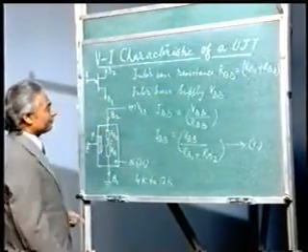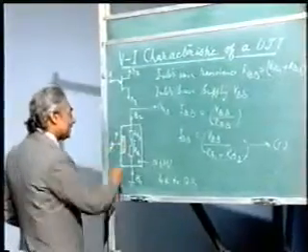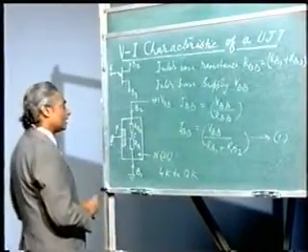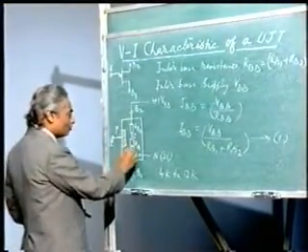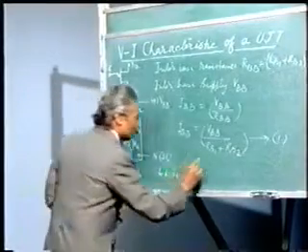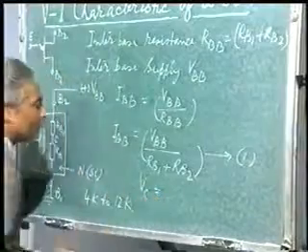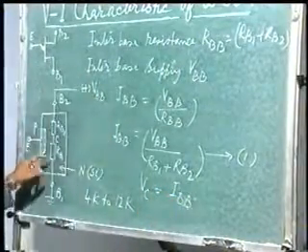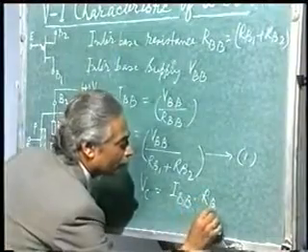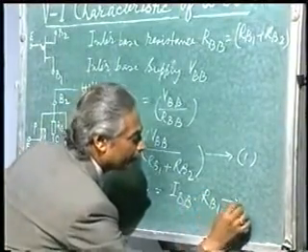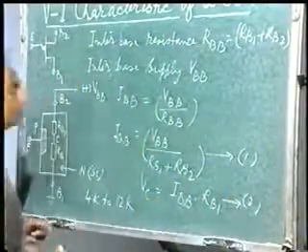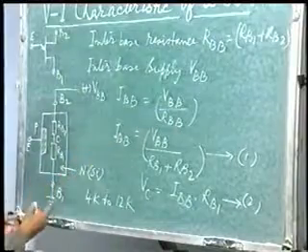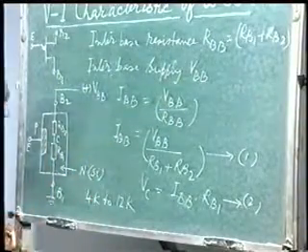Now, what will be the voltage at this point C? Suppose that is VC. That will be equal to this current multiplied by this resistance. So VC will be equal to IBB into this resistance RB1. This is say equation 2. Now, if I substitute the value of IBB from equation 1 into equation 2, what do I get?